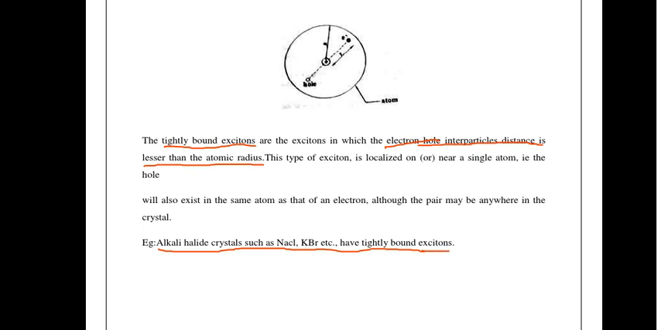Okay, so hope you have understood today's lecture. We have discussed the photovoltaic effect and also the excitons and the different types of excitons, that is, weakly bound exciton and tightly bound exciton.